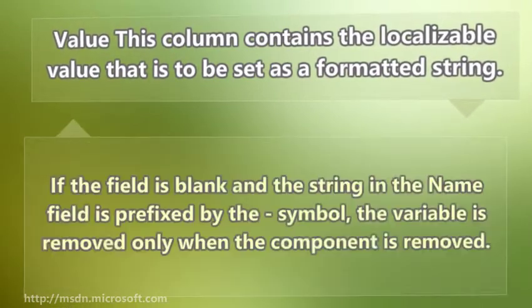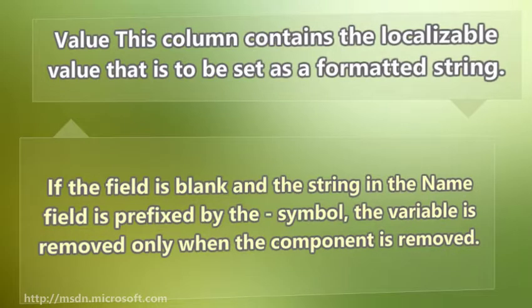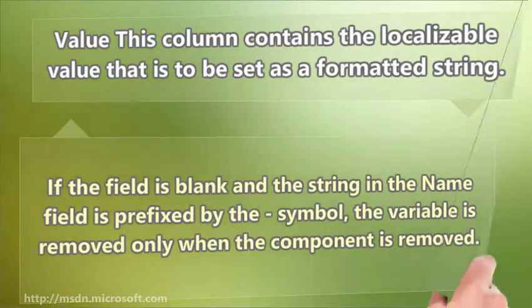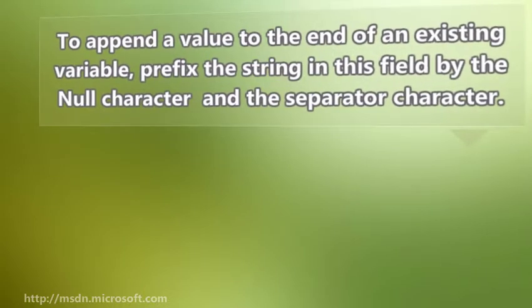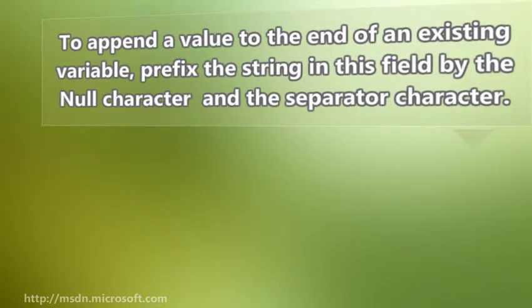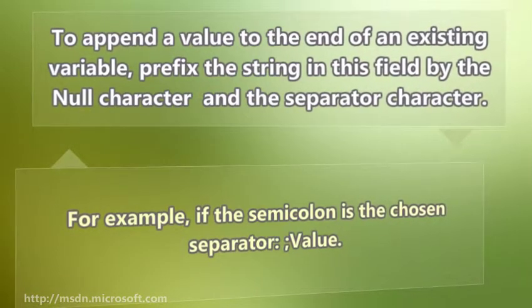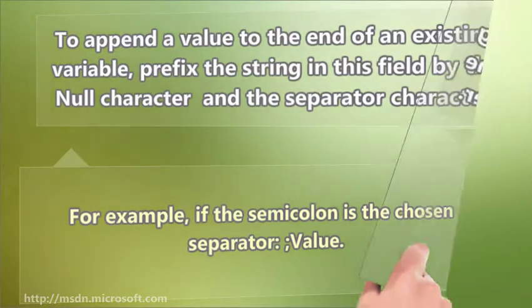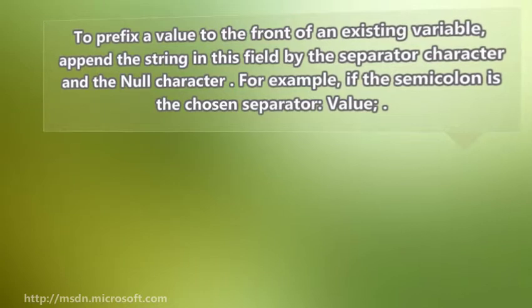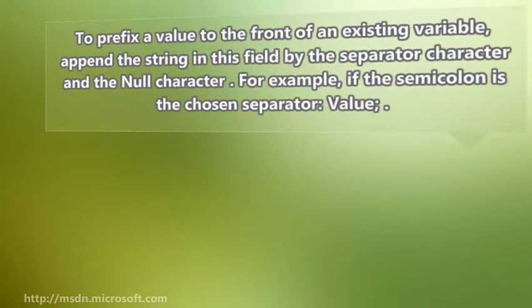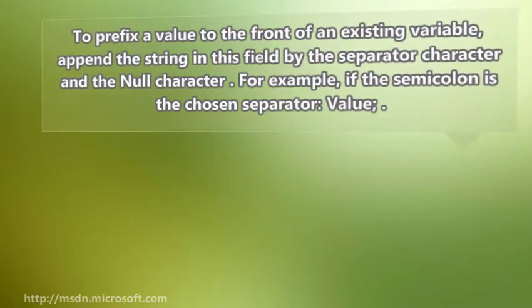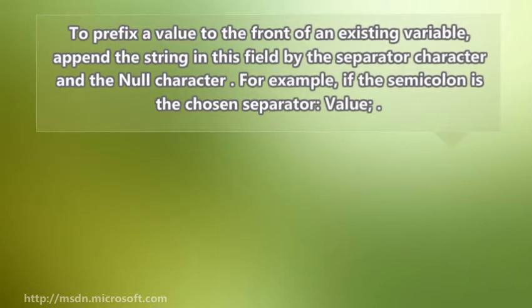If the field is blank and the string in the name field is prefixed by the symbol, the variable is removed only when the component is removed. To append a value to the end of an existing variable, prefix the string in this field by the null character and the separator character. For example, if the semicolon is the chosen separator value. To prefix a value to the front of an existing variable, append the string in this field by the separator character and the null character. For example, if the semicolon is the chosen separator value.